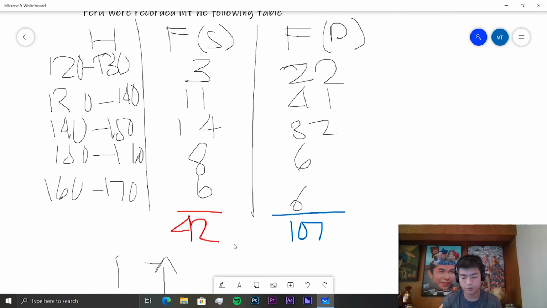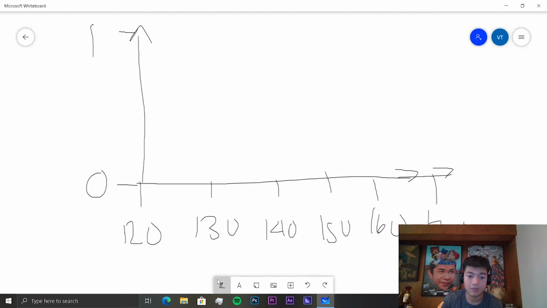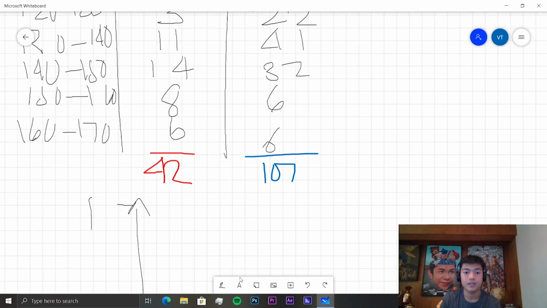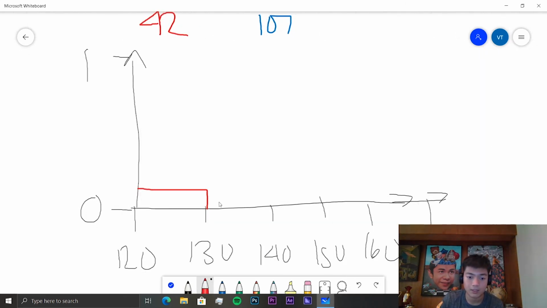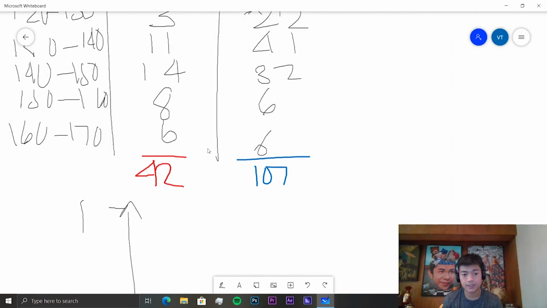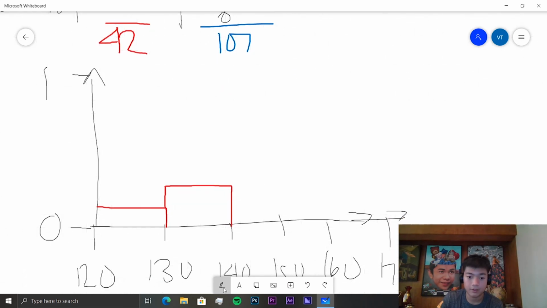So out of the 42, 3 out of the 42 kids in Sri Lanka were between 120 and 130, so that's around 7%. So I'll put this something like this. Next, we have 11 out of the 42 were between 130 and 140, so that's around 25, 26%. So it looks around here. Next, we have 14 kids out of the 42 were between 140 and 150, so that's around 33%. So I'll put that as around that.